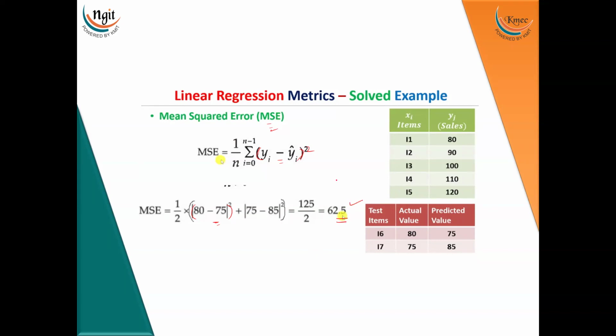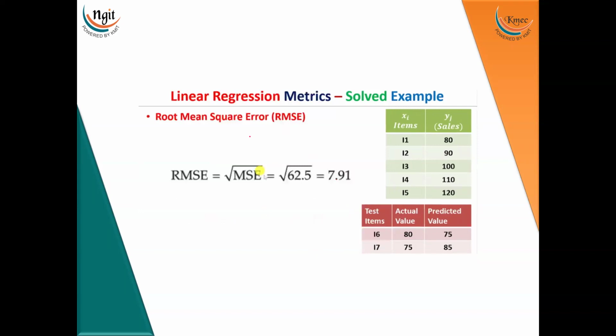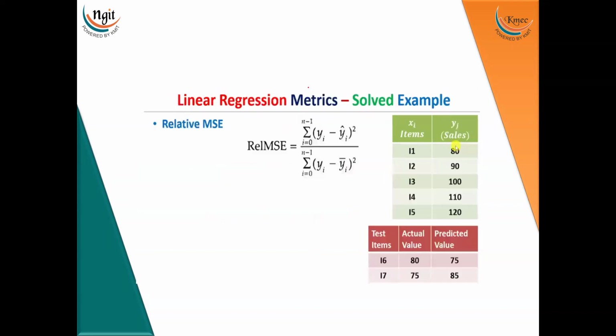So to overcome this, we are going to use the next one, root mean square error. The root mean square error is nothing but the square root of the mean square error. So the square root of 62.5, we get 7.91, which is very small compared to the mean square error.